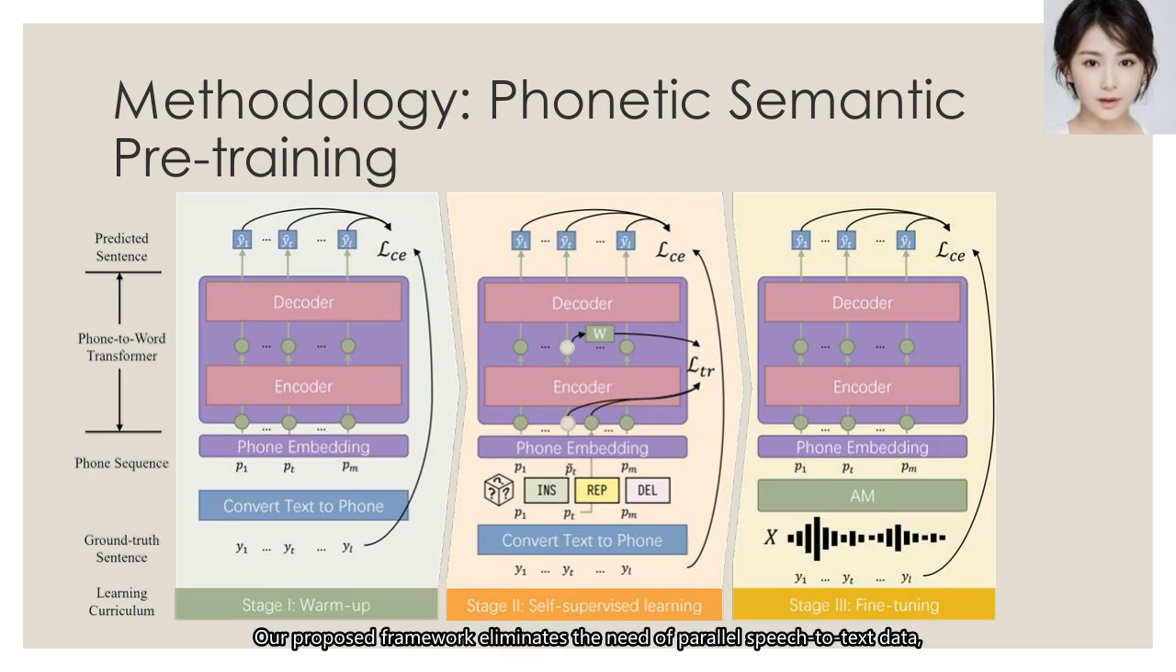Our proposed framework eliminates the need of parallel speech-to-text data, so it can be trained using large-scale text-only data for pre-training. To simulate the realistic scenarios in ASR, we introduce a novel phone perturbation heuristics that can effectively generate tainted phone sequences from a standard phone sequence as realistic as generated by a non-robust AM. Combining all these techniques, our PSP finally achieves state-of-the-art performance on different Chinese datasets with several domains. Next, I will introduce the model architecture of our LM in detail.